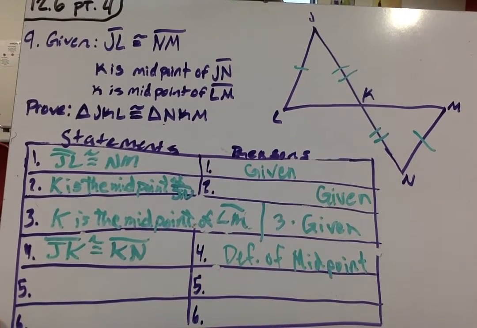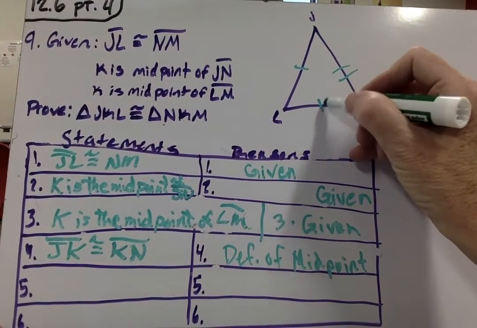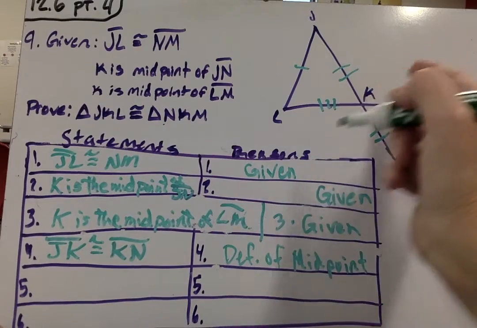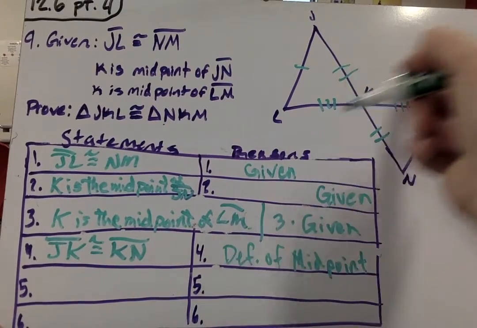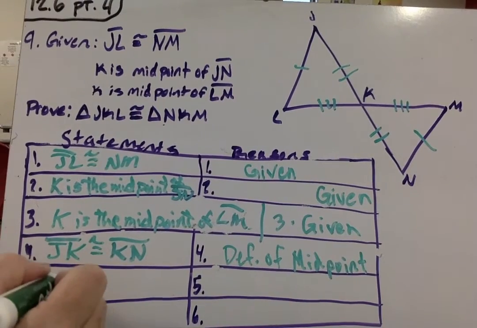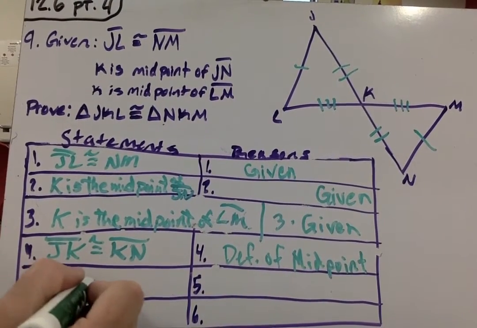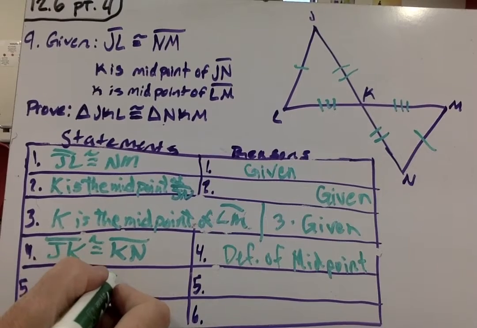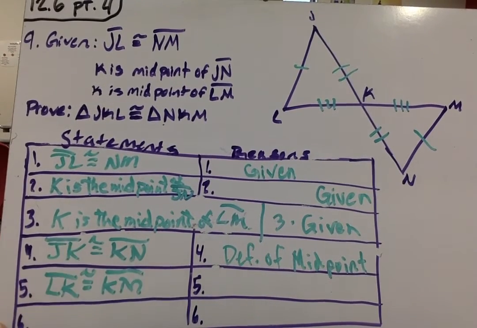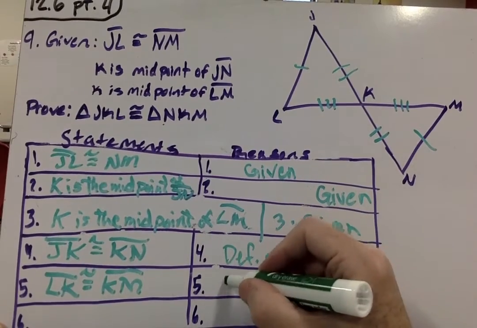Okay. What else do we know? We know that LK is congruent to KM. Why? Because K is also the midpoint of this line segment. So we say LK is congruent to KM. And that is definition of midpoint.